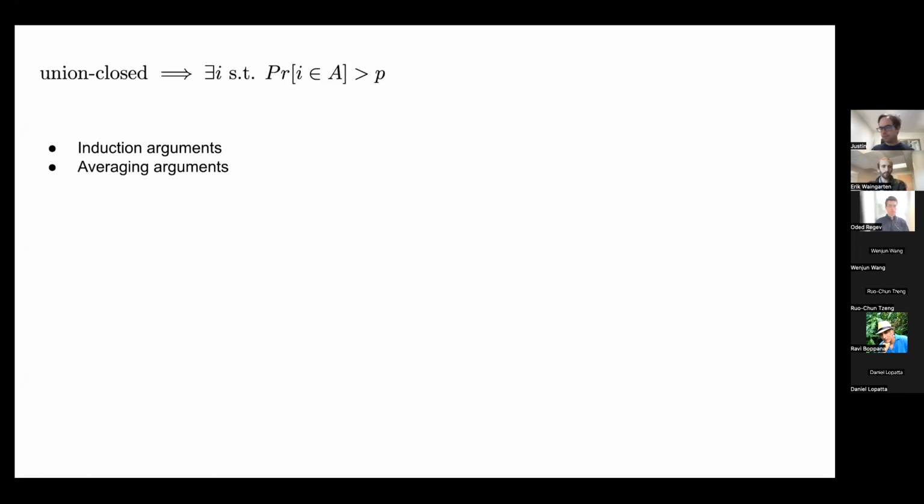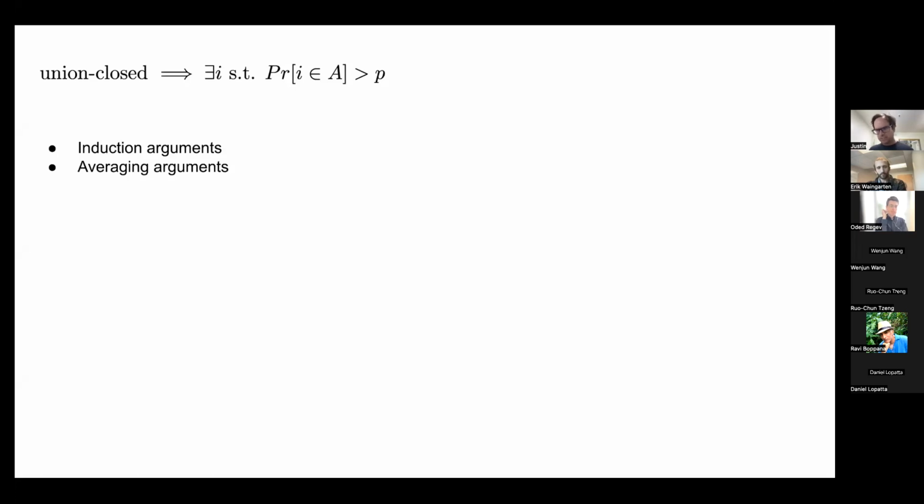So averaging arguments are, instead of trying to prove there exists an abundant element, let's try to define a distribution over elements such that, if we sample an element according to this distribution, on average, the abundance is big.